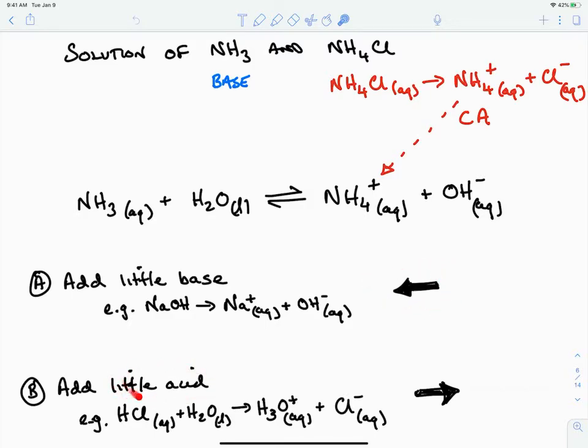Conversely, if you added a little acid, so here for example hydrochloric acid, a strong acid, we react it with water, it produces hydronium ion and chloride ion.